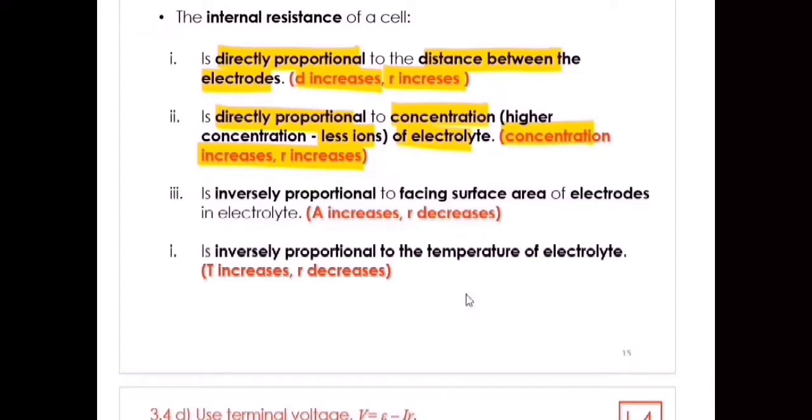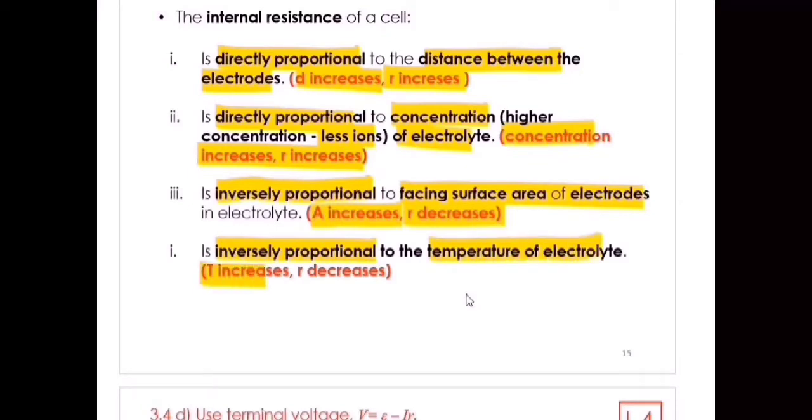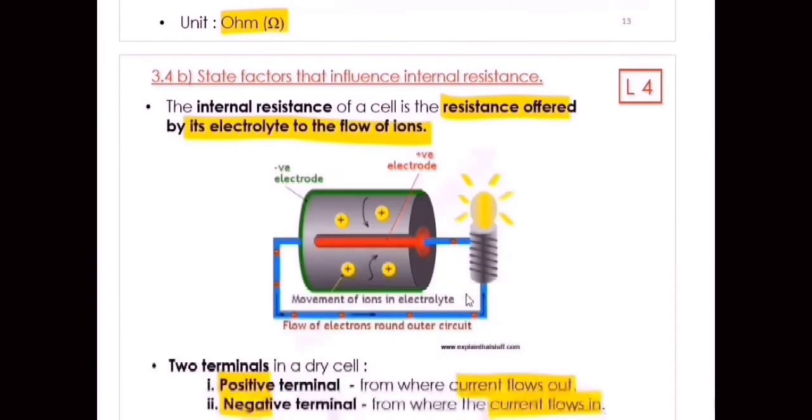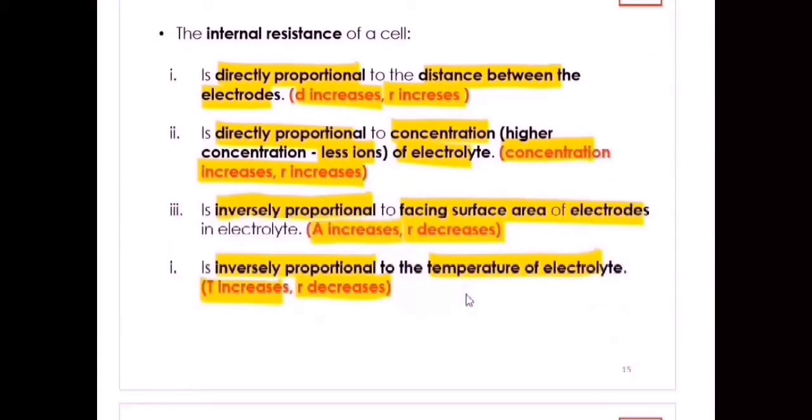Next, the internal resistance is inversely proportional to the facing surface area of the electrolyte. So if the surface area of the electrolyte increases, the internal resistance decreases. It is also inversely proportional to the temperature of the electrolyte. So if the temperature increases, the internal resistance decreases. So these are the four factors that influence internal resistance.